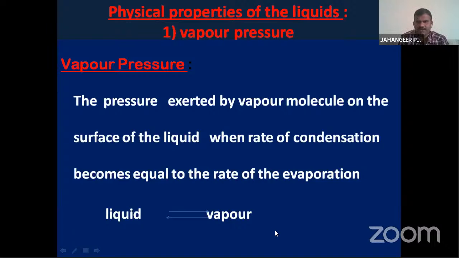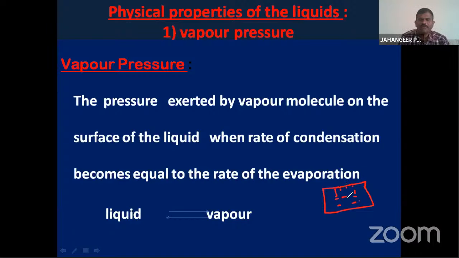Example: if a liquid is taken and this liquid is present in a closed container, generally liquid molecules are converting into vapor at any temperature. That is called what? Evaporation. These evaporated molecules again become what? Condensed. Meaning liquid molecules are converting into vapor and parallelly vapor molecules are converting into liquid.